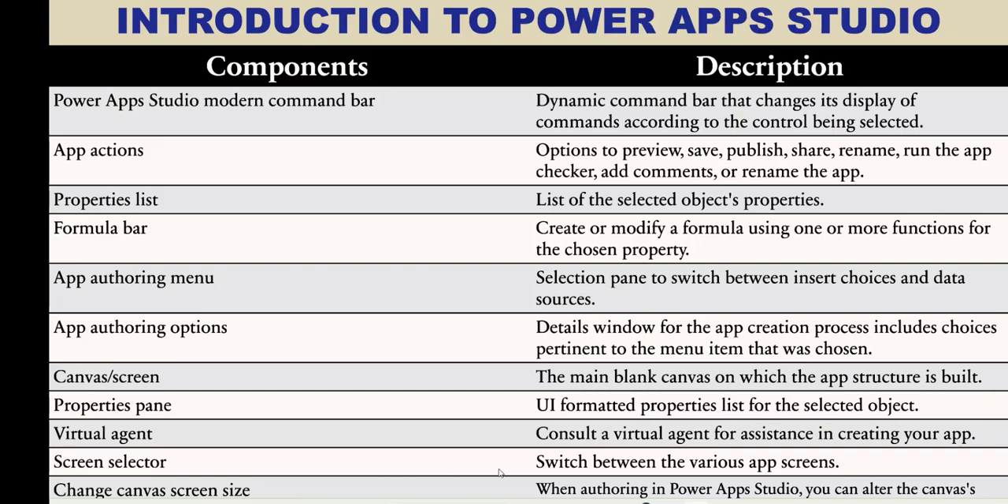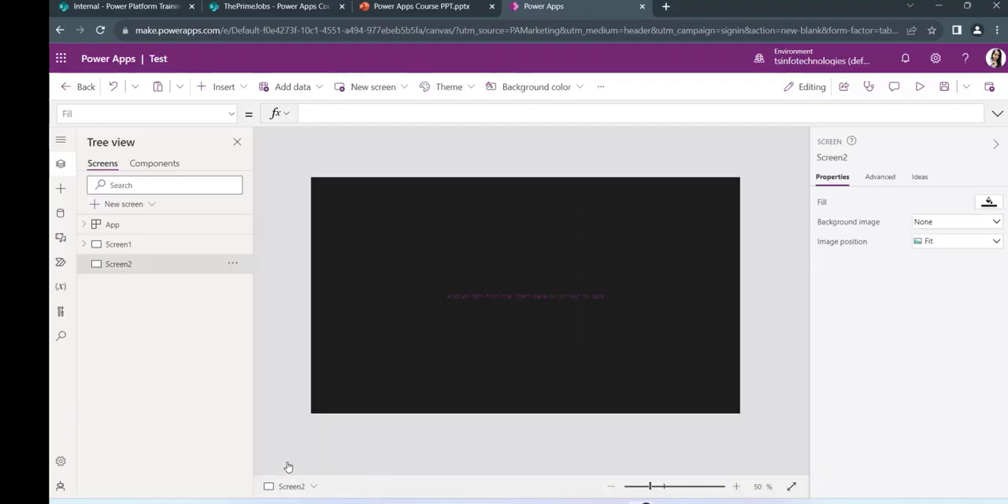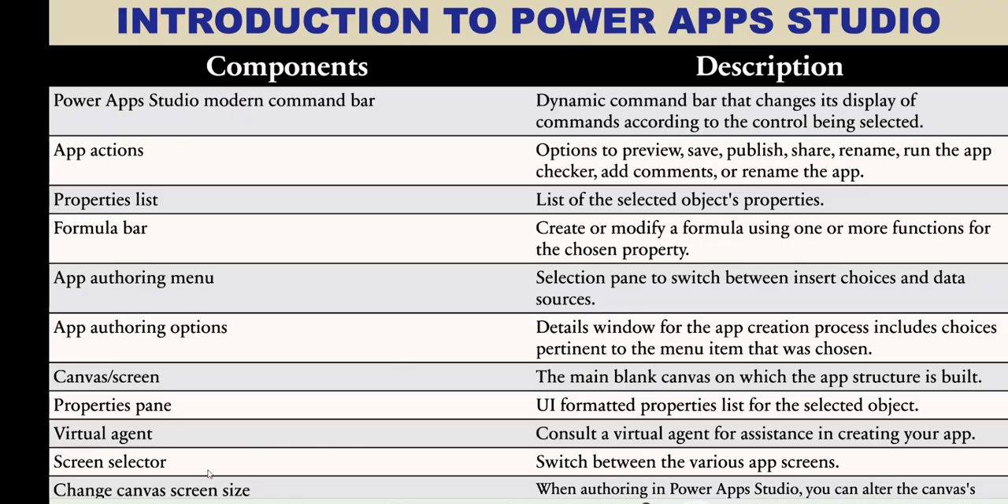What is the screen selector? The screen selector means it switches between the various app screens. Let me tell you what exactly it is. In the application below, you can see Screen 1. If you are situated in Screen 1, then it will display Screen 1. If you want to navigate to Screen 2, directly click on it, and you will be redirected to Screen 2. So this is known as the screen selector.